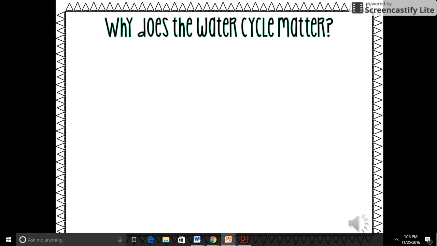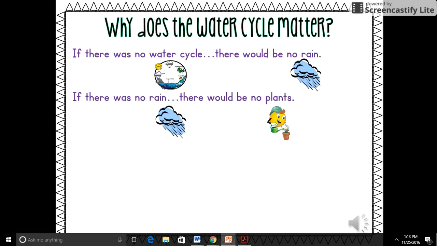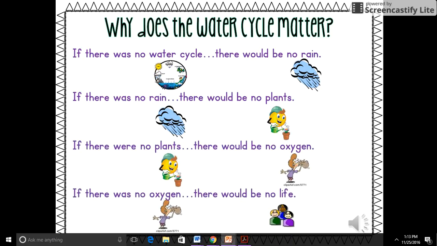So you may be thinking, why does the water cycle matter? Well, if there was no water cycle, there would be no rain. If there was no rain, there would be no plants. If there were no plants, there would be no oxygen. And if there was no oxygen, there would be no life.